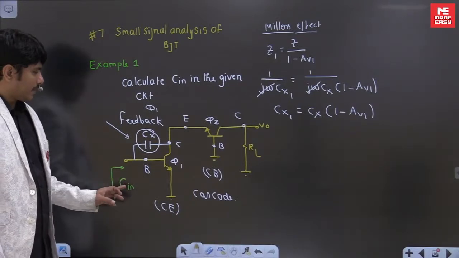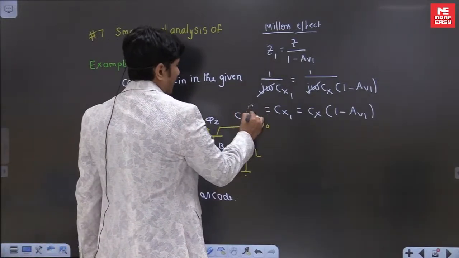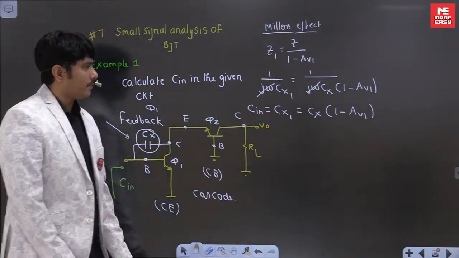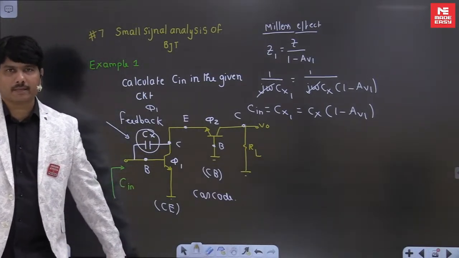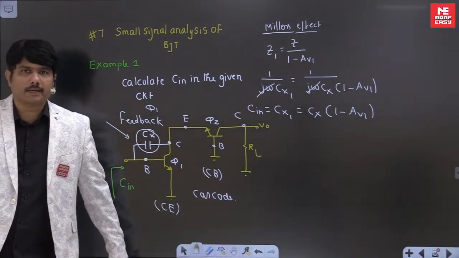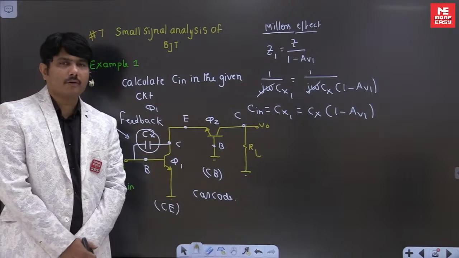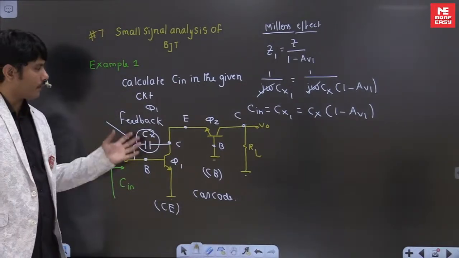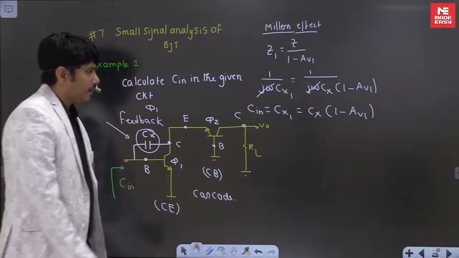So Cx1 is the Cin only. You are finding the input capacitance. So the formula is Cx into 1 minus Av. That is the correct answer. But here most students make a mistake, please don't do it. Av1 we have to solve in the class now. We don't want the overall gain. We want only the first transistor gain.